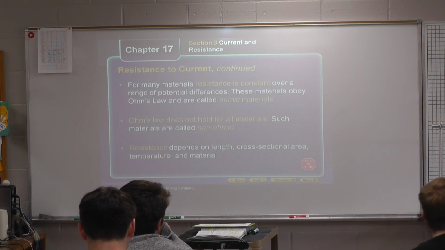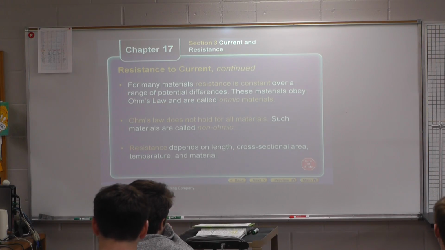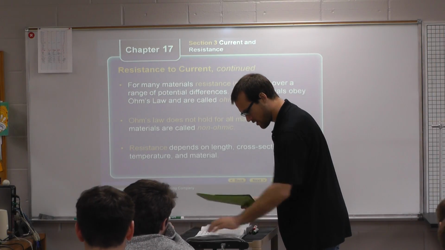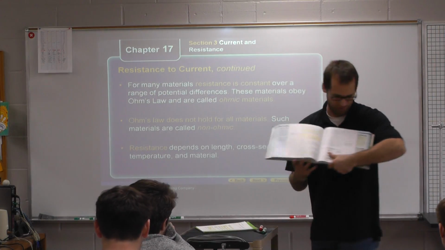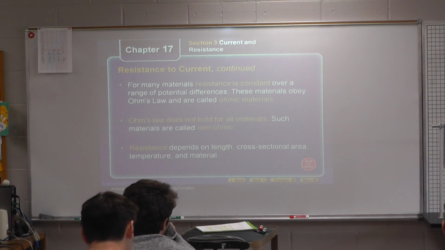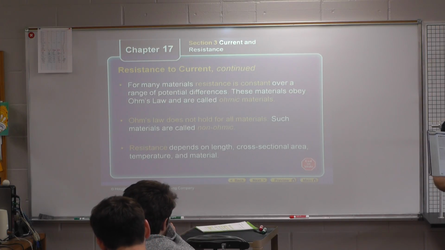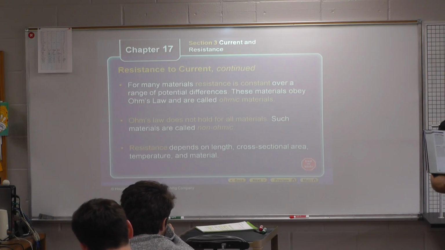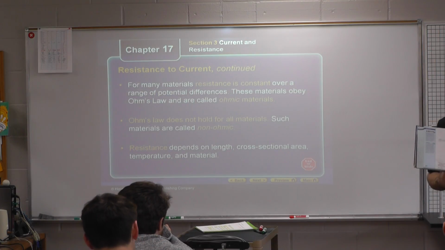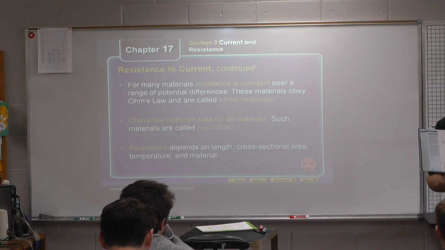Okay, so if I increase the potential difference, it is going to change the current proportionally. And one way to show this is this graph right here. What this is saying is, for an ohmic material, if you increase the potential difference, the current will increase proportionally. You guys understand what I mean when I say proportional? If I increase the voltage by a factor of 2, the current will increase by a factor of 2.